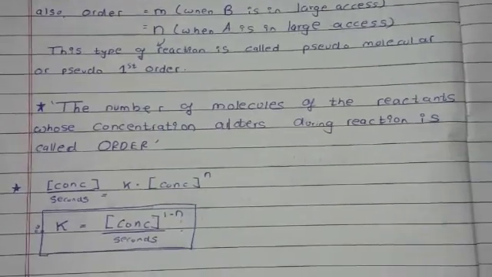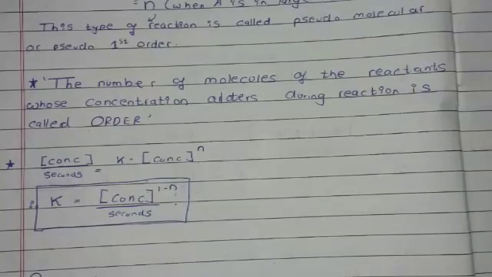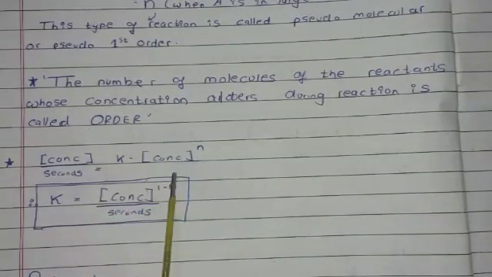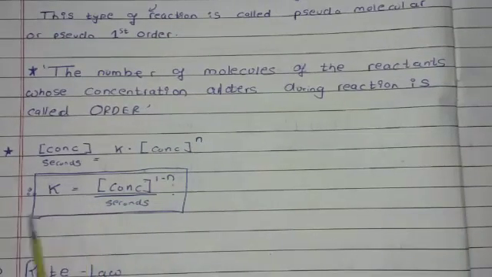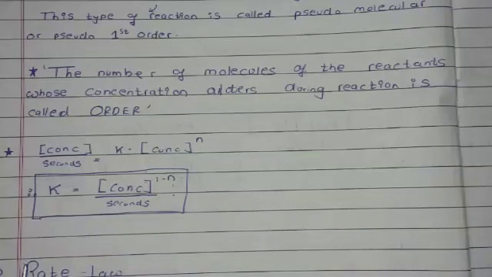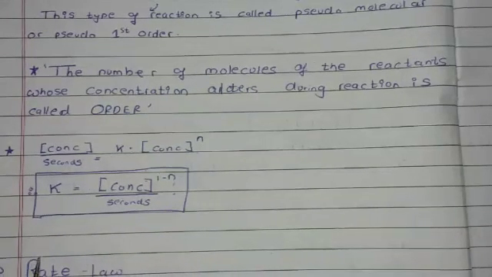So we can say the rate, that is the change in concentration upon time, equals K times concentration to the power n. Then we can say K equals concentration to the power 1 minus n upon seconds, where n is the order.